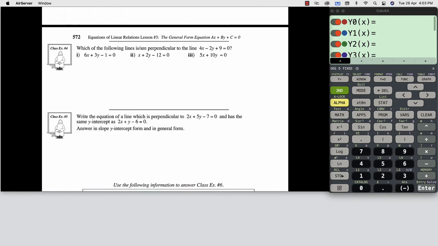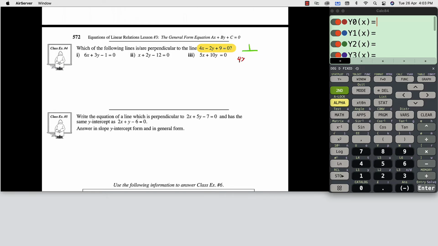Okay. Number 4. Which of the following lines is or are parallel to this line that's given right here? So again, what do we know? In order for it to be parallel, it needs to have the same slope. Whoops, it's actually asking for perpendicular. My bad. So in order for it to be perpendicular, we need to take the slope and invert it and change the sign.